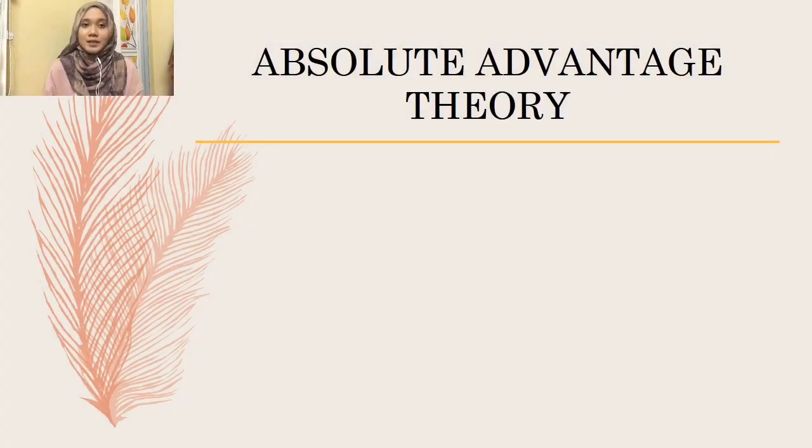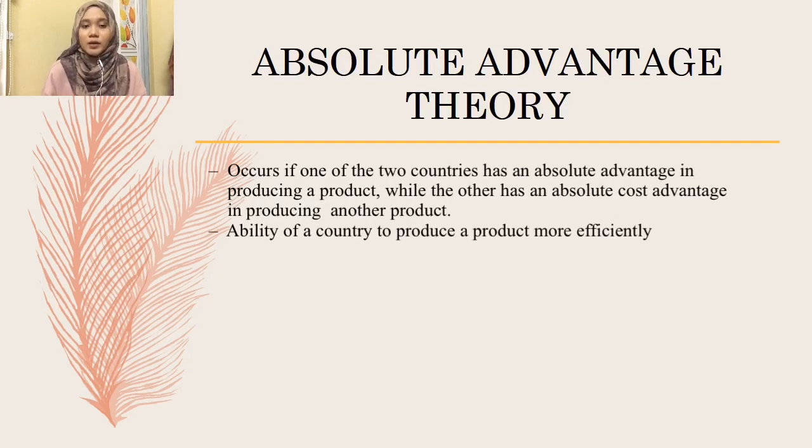What is absolute advantage theory? According to Smith, trade between two countries occurs if one of them has an absolute advantage in producing a product, while the other has an absolute cost advantage in producing another product. Absolute advantage refers to the ability of a country to produce a product more efficiently than another country.